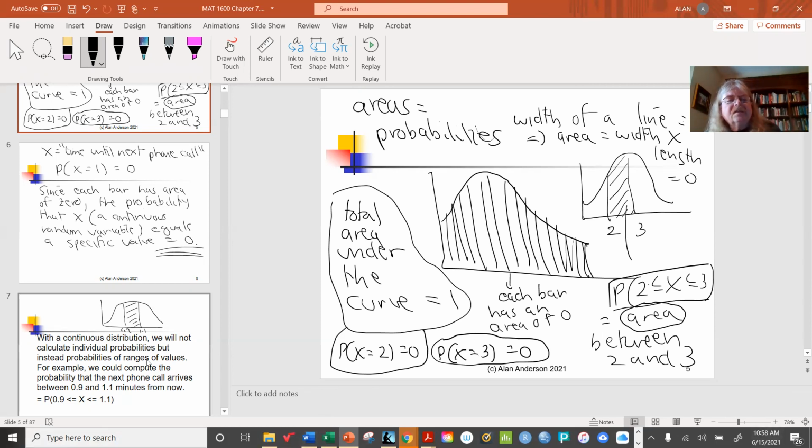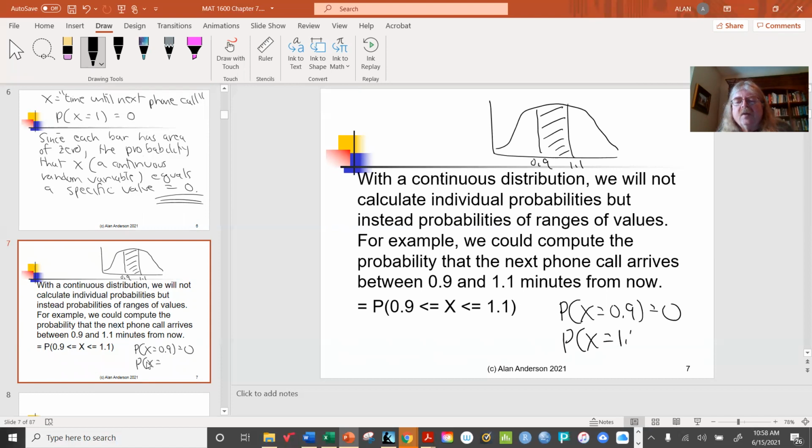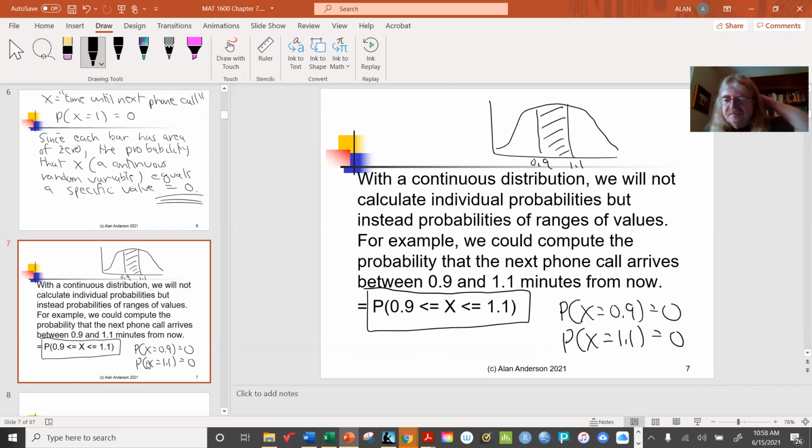Like, for example, in this next slide, let's say that this is the distribution of times until the next phone call. The probability that it is precisely 0.9 minutes from now is 0, as is the probability that it's precisely 1.1 minutes. But what we can do is find the probability that it's somewhere in between 0.9 and 1.1 minutes. And we'll do that by calculating the area.